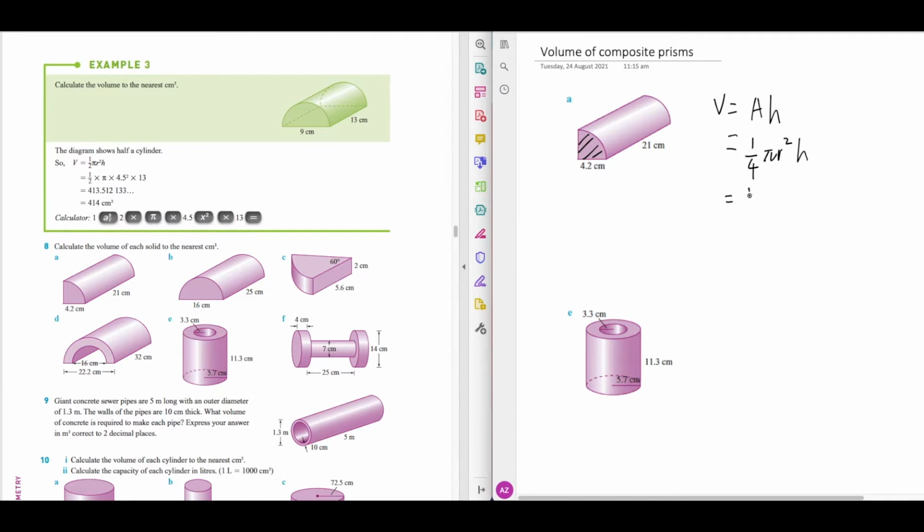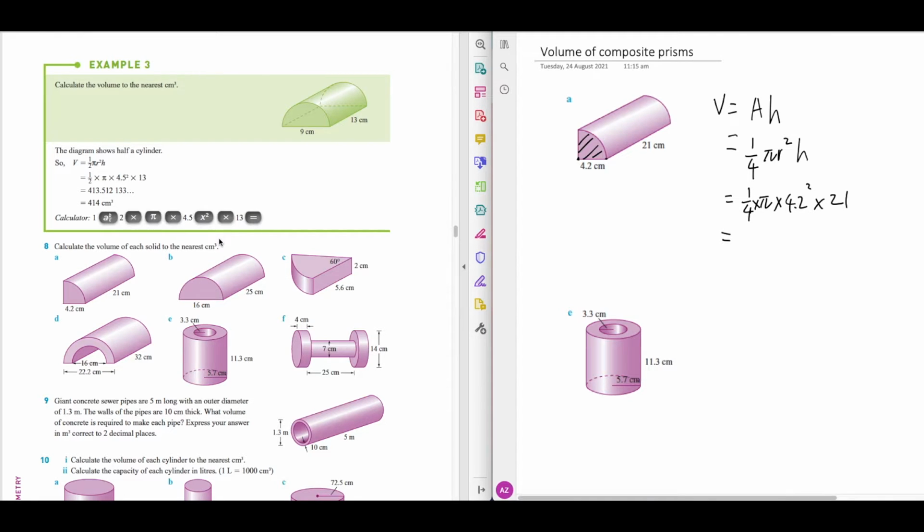Now, what's the radius of this circle? The radius is going to be 4.2. Remember, this 4.2 is the radius. It's not the diameter, because we know that this is the center of the circle, and this is the edge, right? So this is the radius. A quarter pi times 4.2 squared times the height. The height is 21. Now, just plug it into your calculator, and you get your answer.